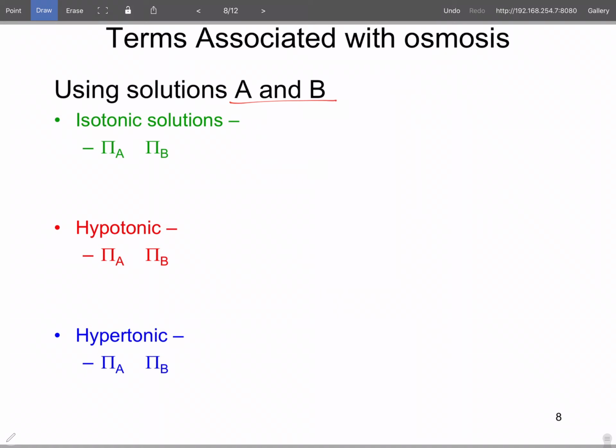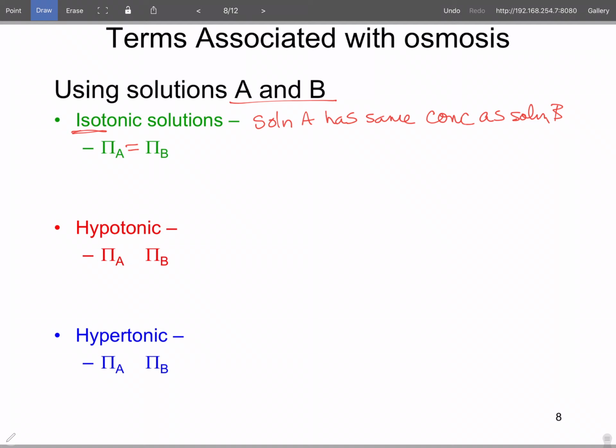Isotonic solutions mean that solution A has the same concentration as solution B. In the case of osmotic pressures, they're equal. So isotonic means that you have the exact same concentration.